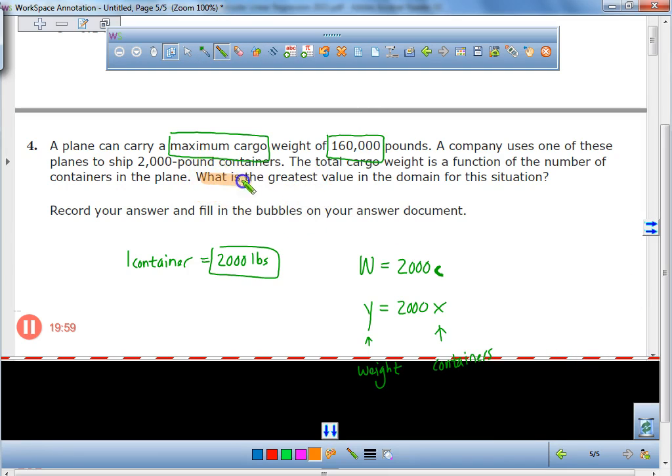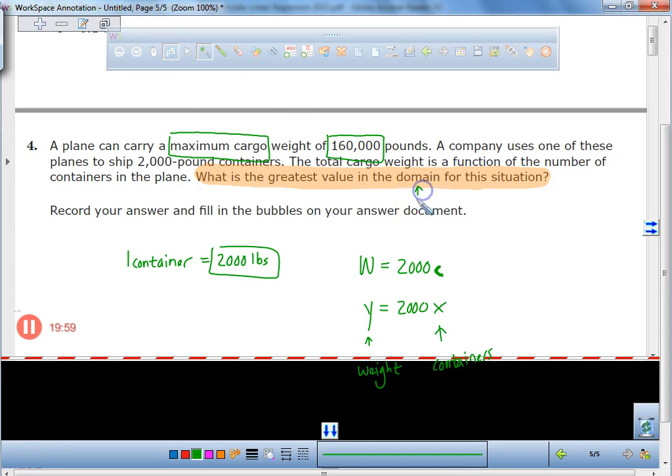Your task is to figure out what is the greatest value in the domain. What the heck is the domain? The domain deals with what value? The X value. So what I want you guys to do is figure out how many containers they can put on the plane so it does not go over the maximum. You're trying to figure out how many containers. Question: how many containers before it goes over the limit of what? 160,000. That's what I want you to figure out.